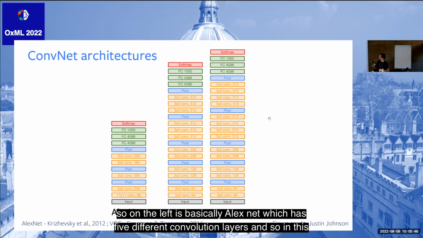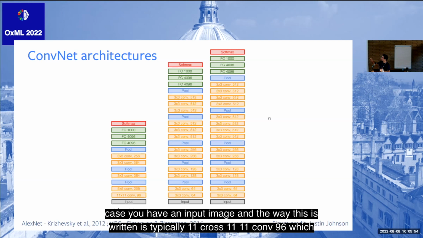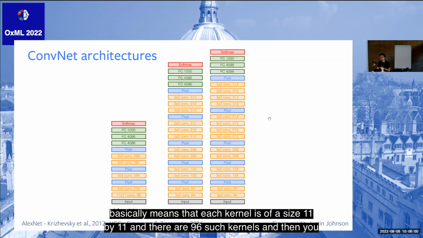So on the left is basically AlexNet, which has 5 different convolutional layers. In this case, you have an input image, and the way this is written is typically 11 cross 11 conv 96, which basically means that each kernel is of size 11 by 11, and there are 96 such kernels. And then you can basically interpret the next layer. It's a 5 cross 5 conv with 256 kernels, and all the way up till the end.